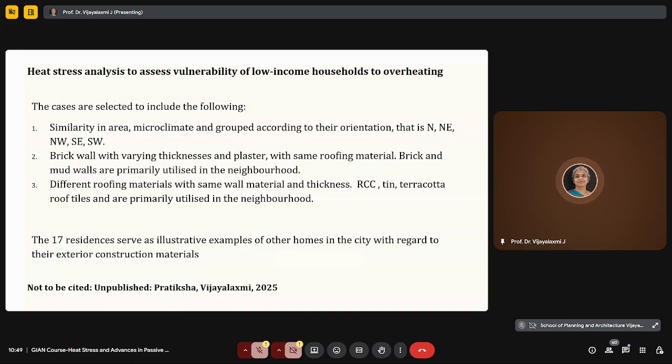These cases are selected to include similarity of area and microclimate, grouped according to orientation. So these 5 orientations, we have classified the houses as: brick wall with varying thicknesses and plaster with the same roofing material. Brick and mud walls are primarily utilized in the neighborhood. Different roofing materials with the same wall material and thickness: RCC, tin, terracotta roof tiles are primarily utilized in these neighborhoods.